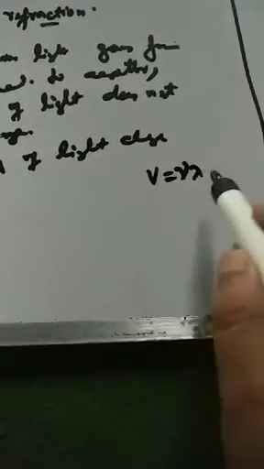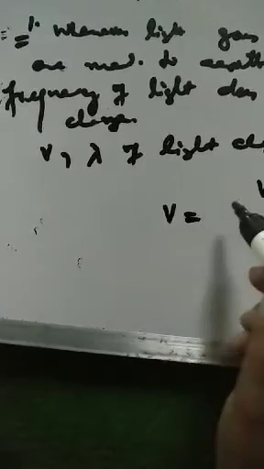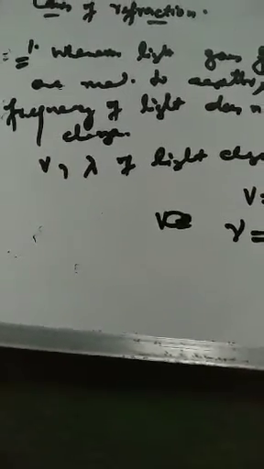Wavelength is the length of one complete wave, that is called a wavelength, which is denoted by lambda. So we know that frequency and velocity are related to each other. v is equal to nu lambda. ये भी हम लिखेंगे, nu equal to v by lambda.